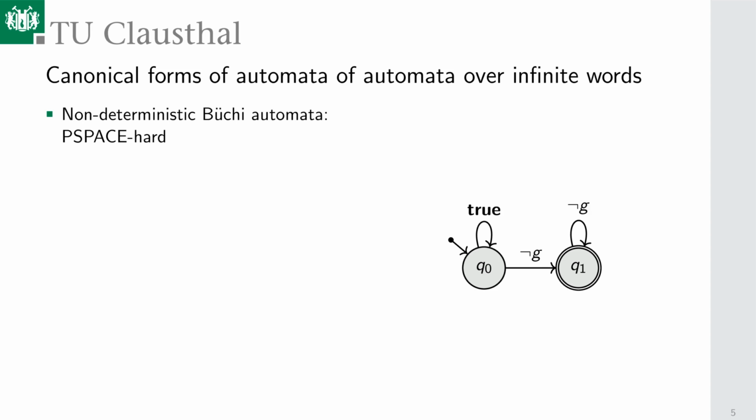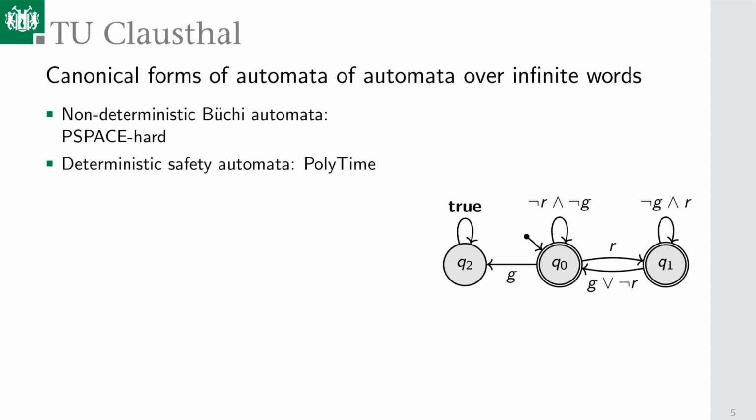Unfortunately, the PSPACE hardness argument for non-deterministic automata over finite words also applies here. For very simple deterministic automaton types, we can, however, compute a canonical form of such an automaton in polynomial time. For instance, the polynomial time procedure for computing canonical deterministic automata over finite words can also be used in the infinite word case for deterministic safety automata. In such an automaton, all states are accepting except for the one that rejects all words. Such automata can represent safety languages, which intuitively state that something bad should never happen.